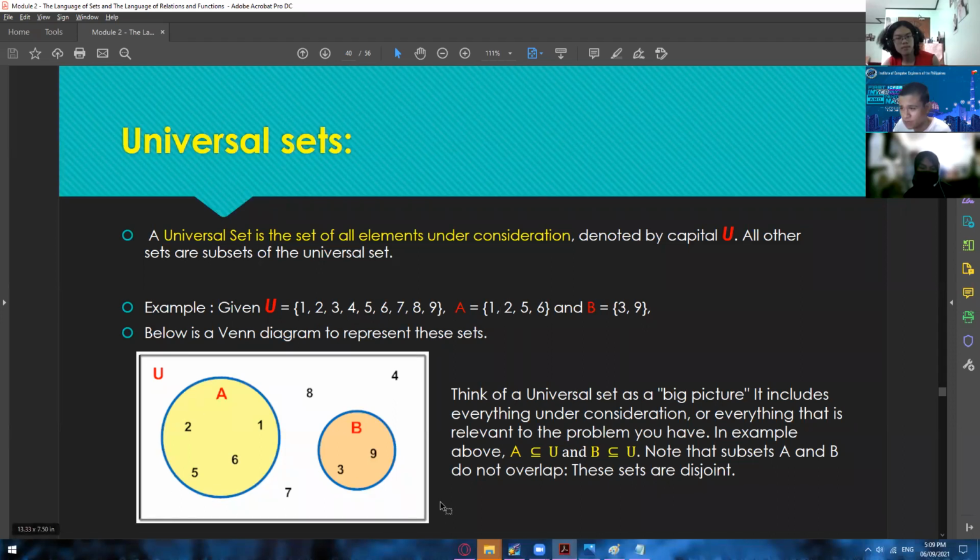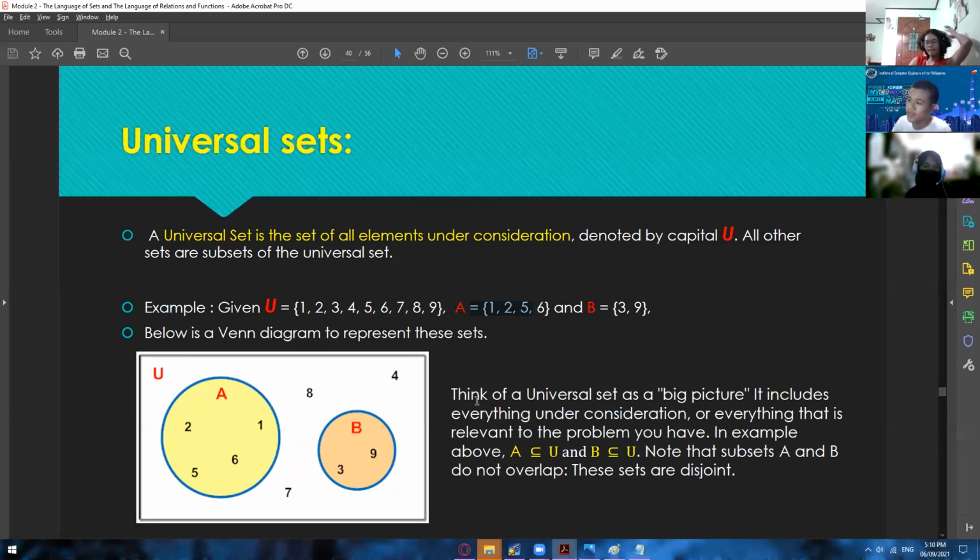So this is the U itself. Then we have subset A, which contains the elements 1, 2, 5, 6, and set B, which contains the elements 3 and 9. The others are also inside of that U. It's just that they are not inside of a certain set. We have 4, 8, and 7.